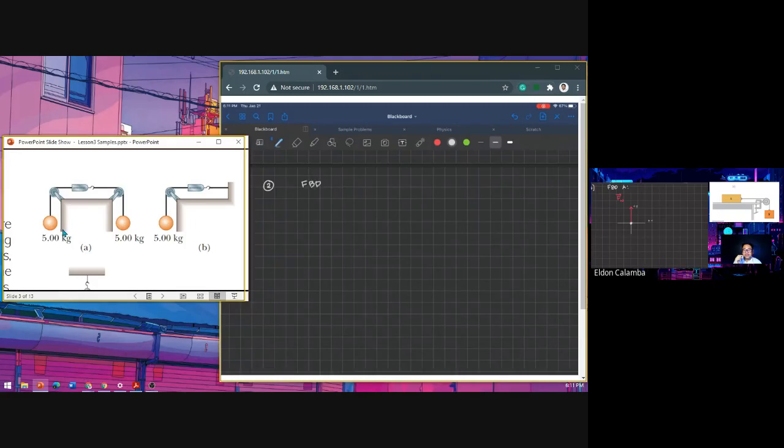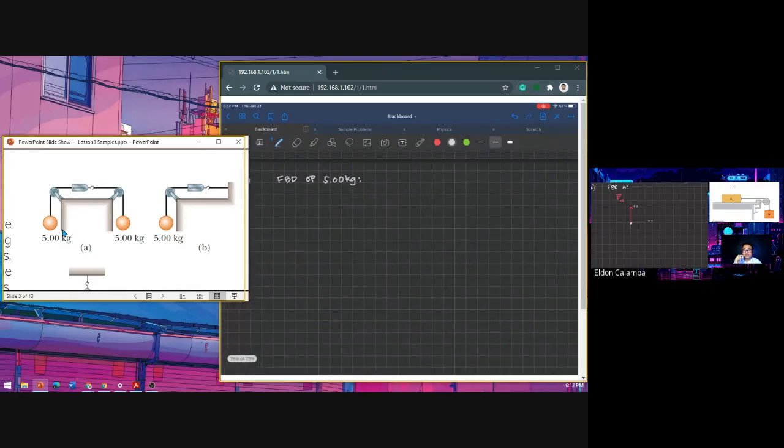FBD of 5 kilograms. I will just have the 5 kilograms lang para in general, kasi the same sila ng FBD ni 5 kilograms sa left at saka ni right. So we now have X and Y. Ayan. So free body diagram. So wala sa surface but meron tayong tension force. So you have FT, and then you have the weight of our ball. Subject that as FG.